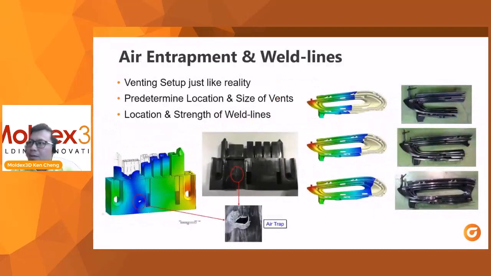This is an example about the air trap. Because you know where the air trap is, you could put your venting location there. The picture on the right side shows you where the weld line location is, and you are able to go back and adjust your gate location, or change the thickness, or add a flow leader in order to change your flow pattern and get flow balance too.